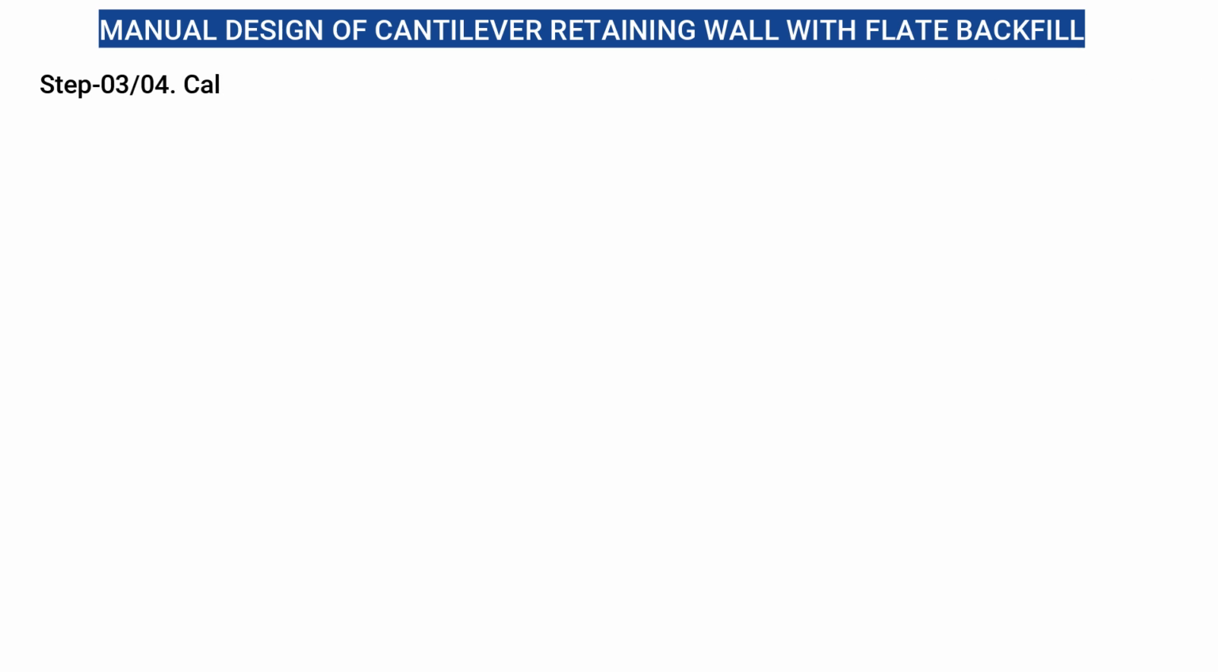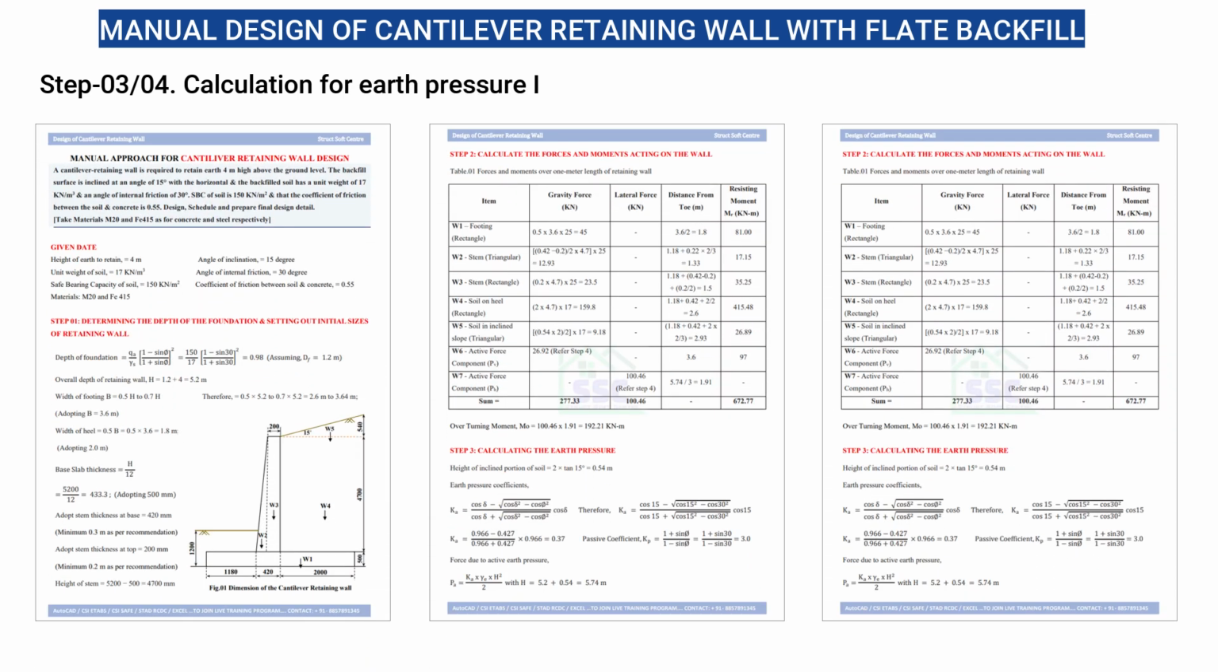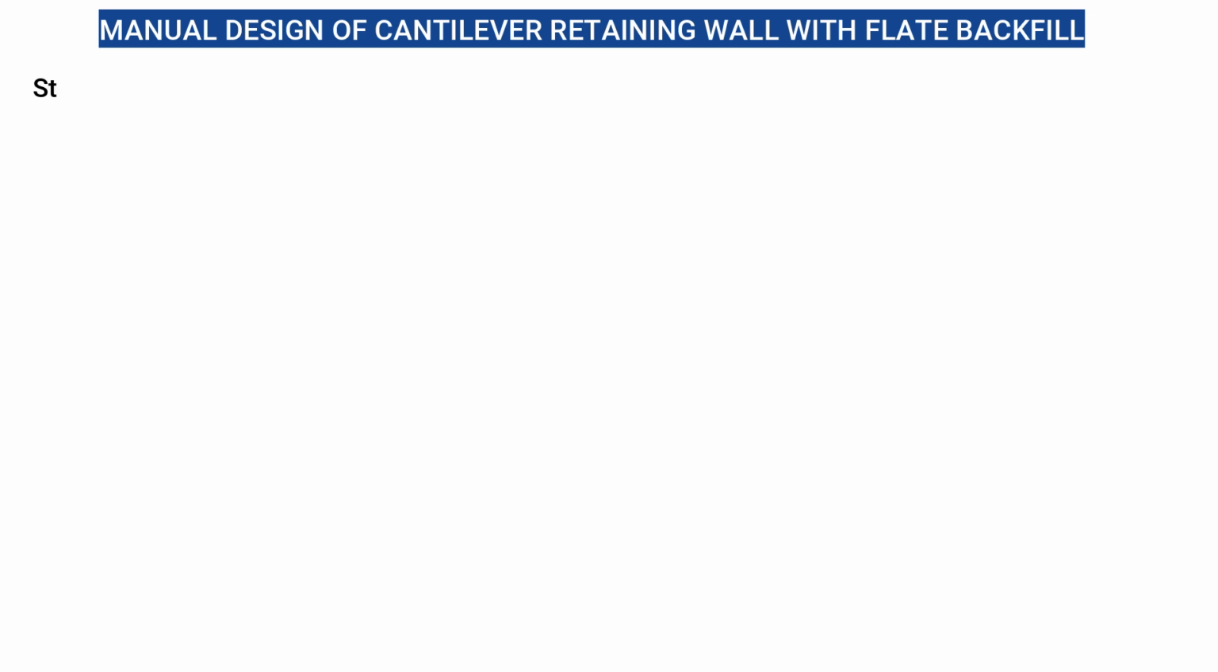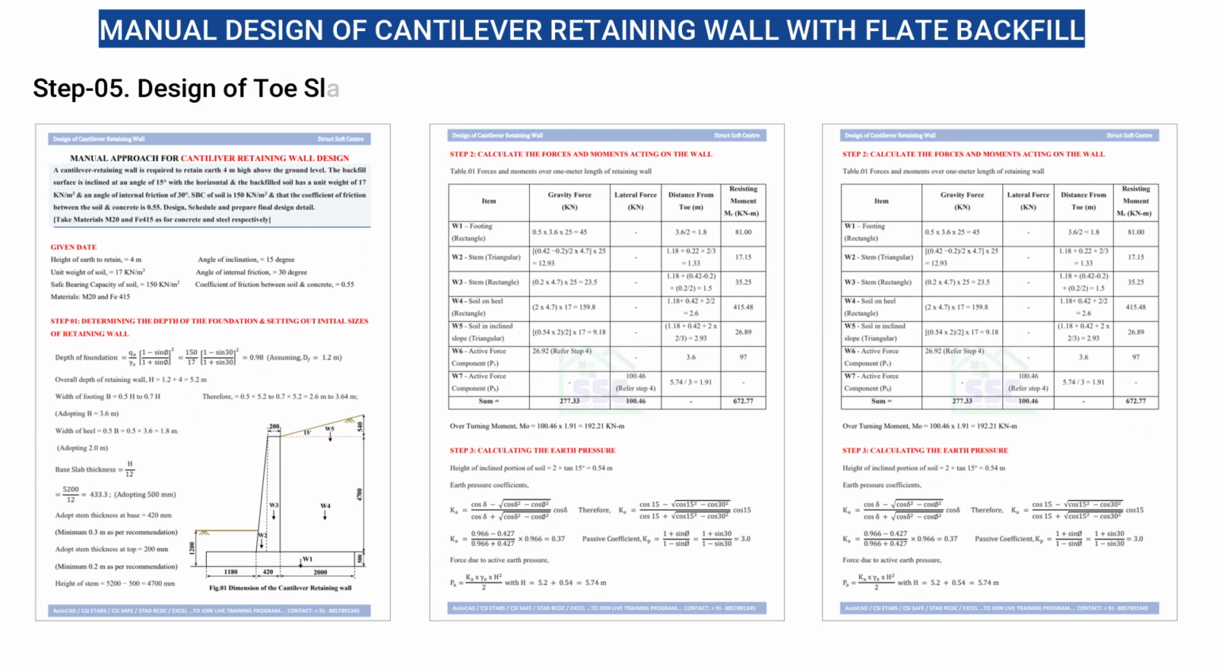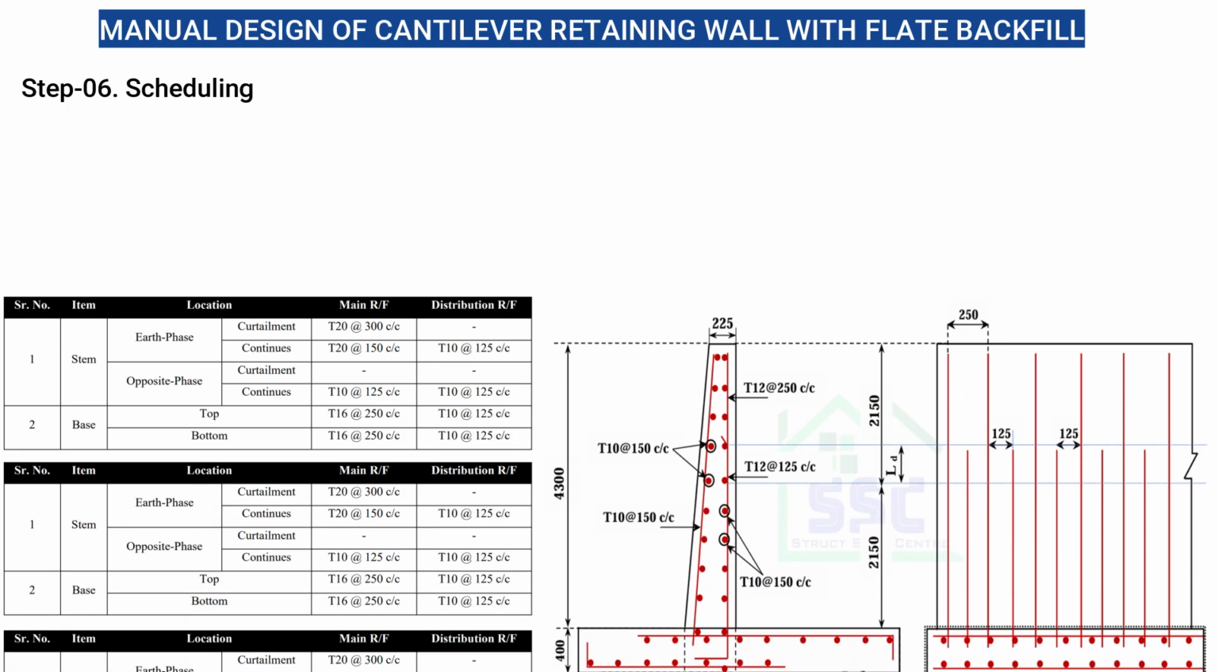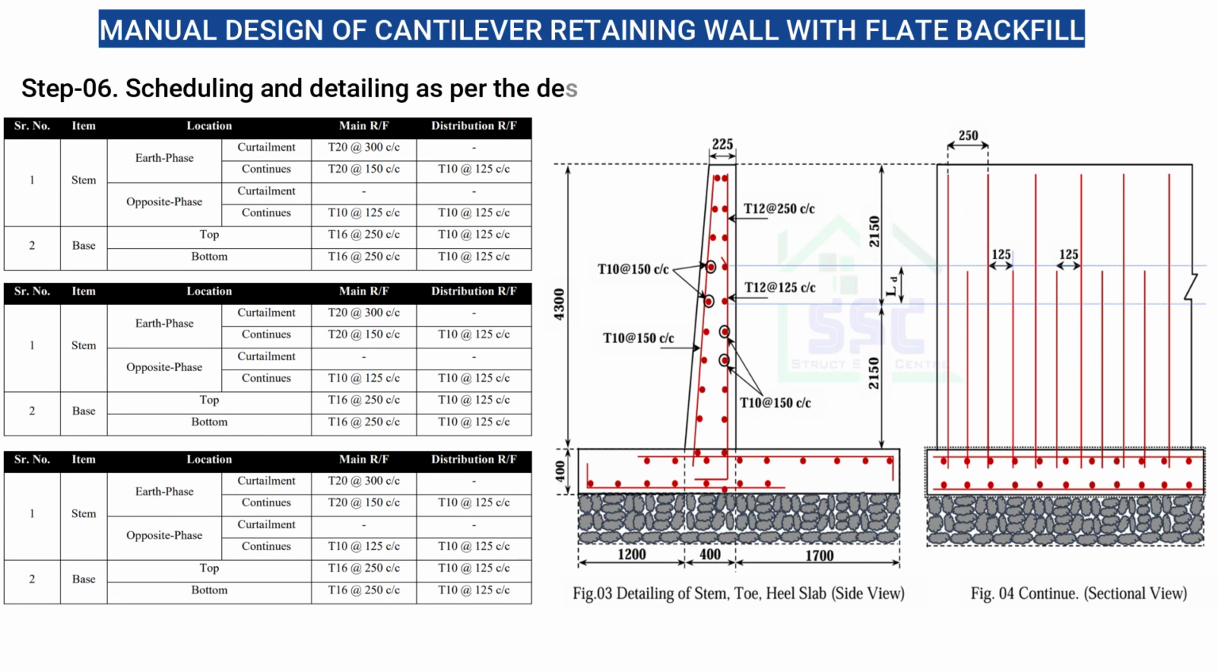In the third and fourth step, we are going to see the calculation for the earth pressure, stability checks against the sliding, overturning and pressure. In the fifth step, we are going to see the design of the toe slab, heel slab and vertical stem. In the sixth step, we are going to see the scheduling and detailing as per the design results.